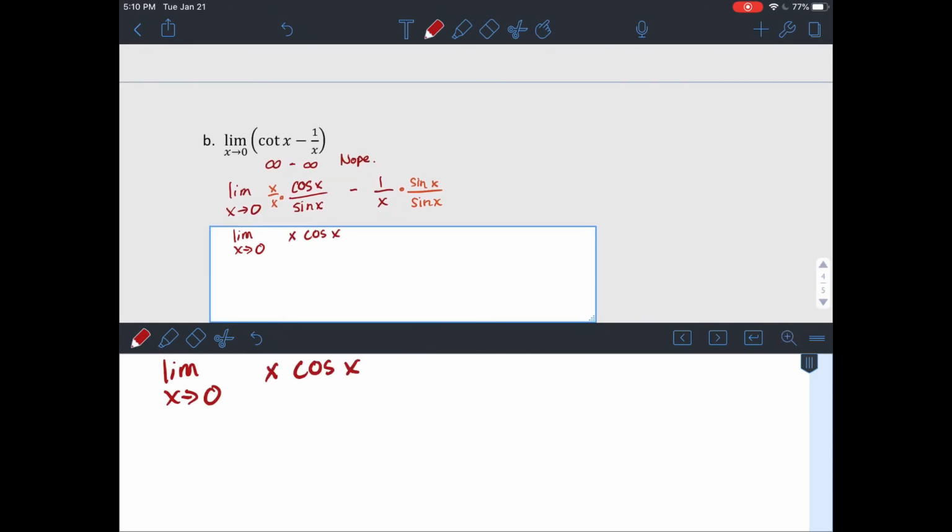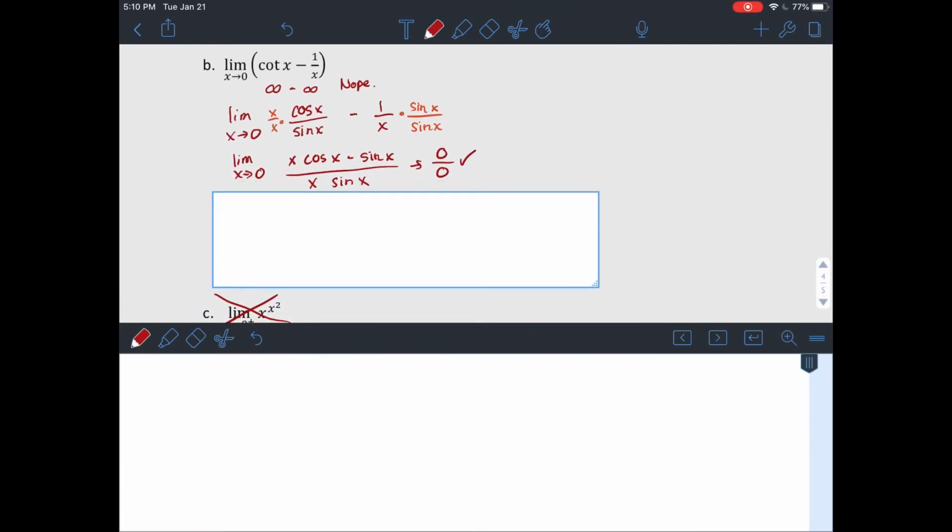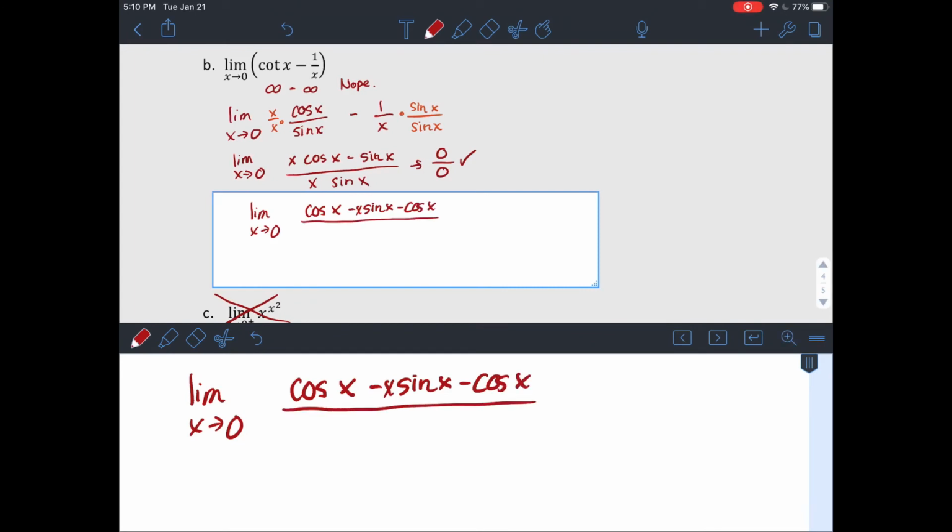So if you actually do it, and then plug in 0 for your x values, you do end up with 0 over 0, which is one of the indeterminate forms that we can use for L'Hopital's rule. Not so fun is the fact we need to take the derivative of the numerator and denominator to use L'Hopital's rule. So a little bit of product rule on top. You have cosine x plus the derivative of our second part, which would be x sine x, and then minus cosine x. Again, product rule on bottom.